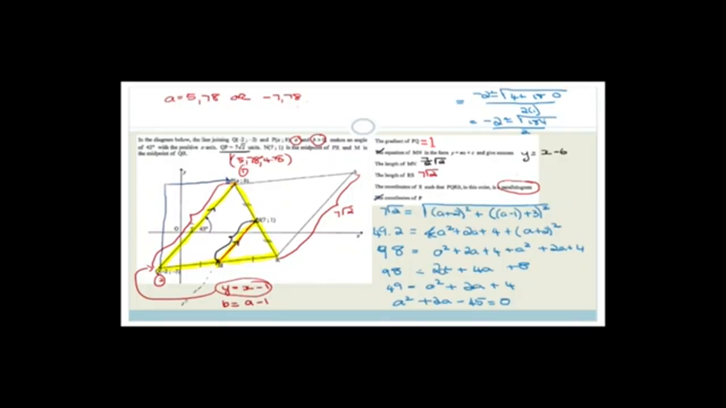Okay, so we know that N is the midpoint of PR, but we also know that N is going to be the midpoint of QS, because if that's a parallelogram, the diagonals bisect each other. So they have to cross at the midpoint, okay? Which means we can use the midpoint theorem. So actually, we didn't have to do it out of order. I was being silly. Okay, but never mind.